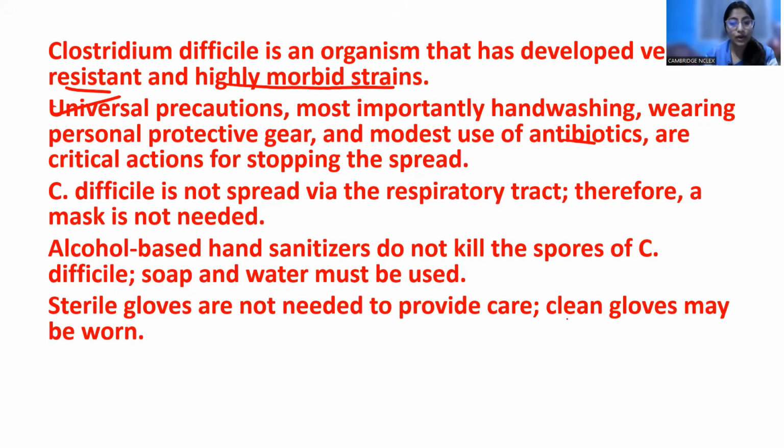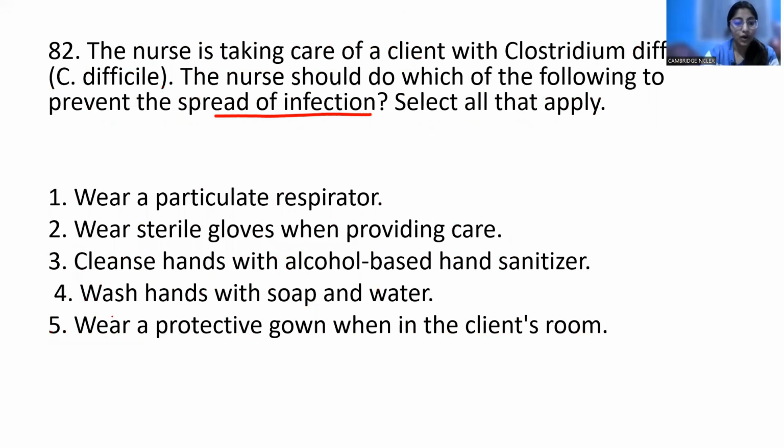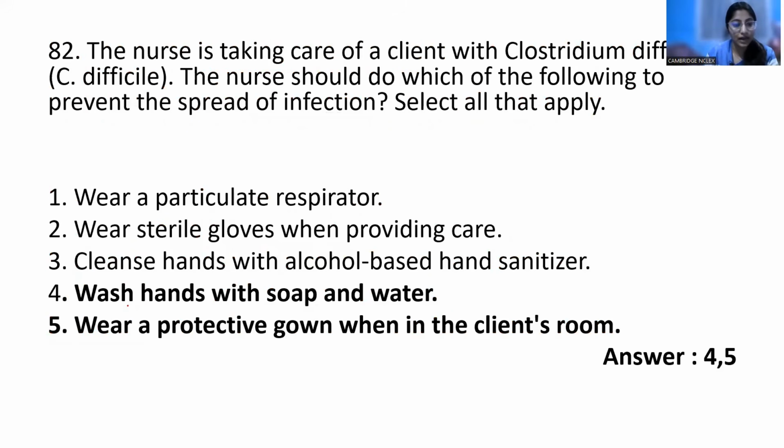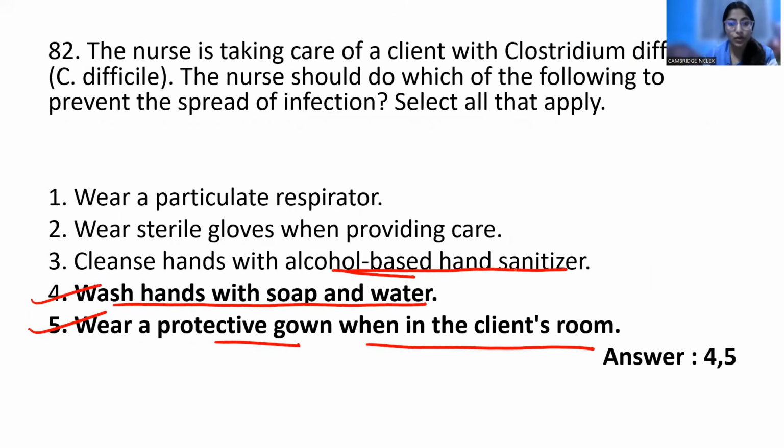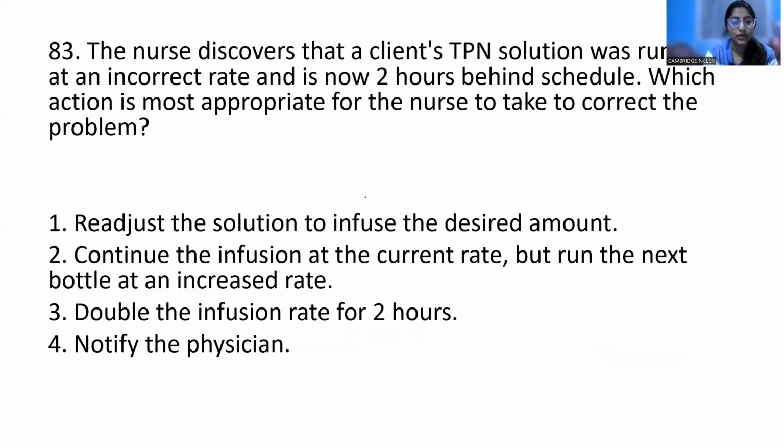Clean gloves can be worn, so in this case, the correct options are option 4 and 5. Washing hands with soap and water will kill the spores, and wearing a protective gown when in the patient's room is necessary. Cleaning hands with alcohol-based sanitizer is not recommended because it will not kill the spores. Sterile gloves can't be used here because this can be done with a clean procedure only. And a particulate respirator is not needed because it does not spread through the respiratory tract. So option 4 and 5 are the correct choices. Now, let's move on to the next question.